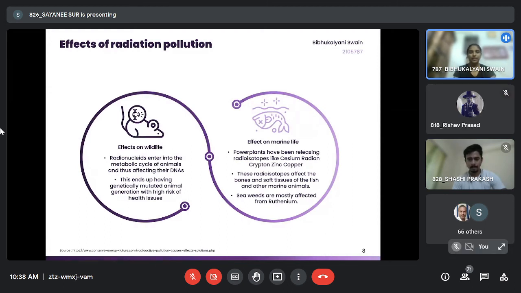And finally, the effect on marine life. The power plants, which are sources of nuclear energy and chemical processing, have been releasing radioisotopes into water for decades. Cesium, ruthenium, zinc, and copper are a few of them. Though the waste released is a permissible amount, it doesn't mean it's safe. The radionuclides can be detected in the soft tissue or the bone of fishes and the cells of shelled fish. This was all about the effects on the environment.